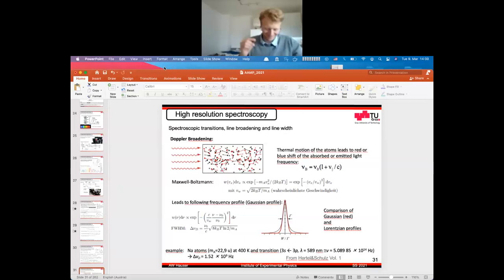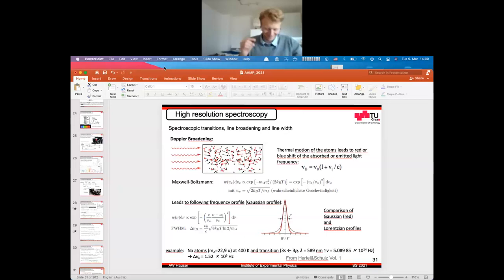However, this is only relevant in a condition where your device that you're using offers sufficient resolution to actually see this broadening of the line, because there are other phenomena that are much, much more affecting the actual width. And this is what we're going to discuss on the next few slides.